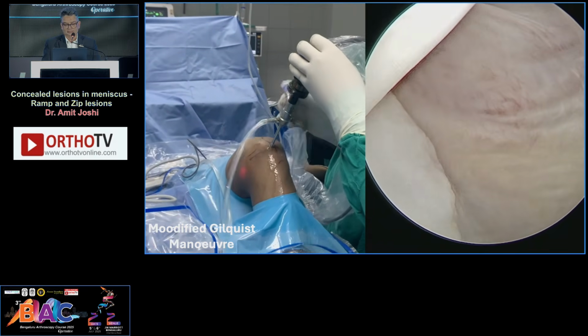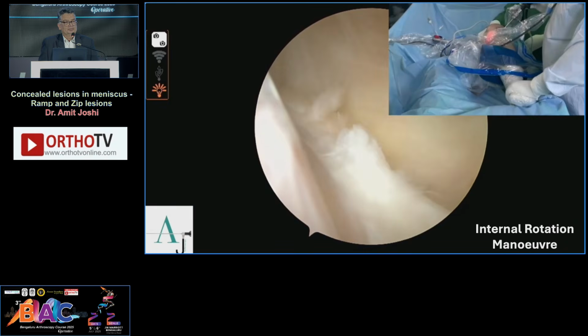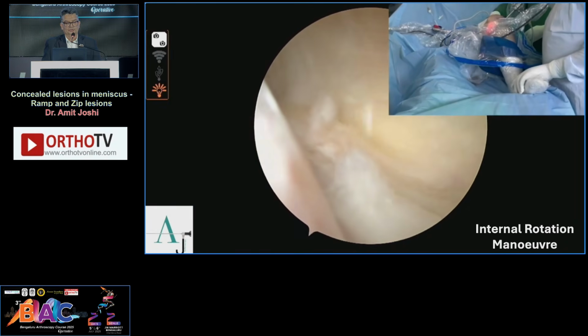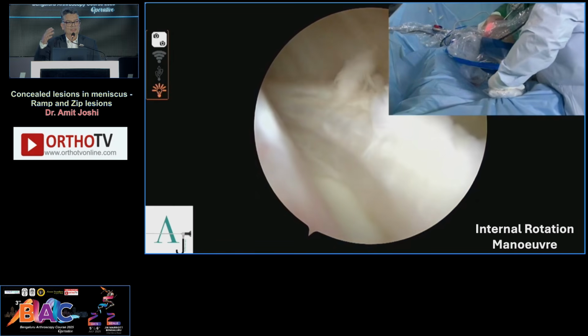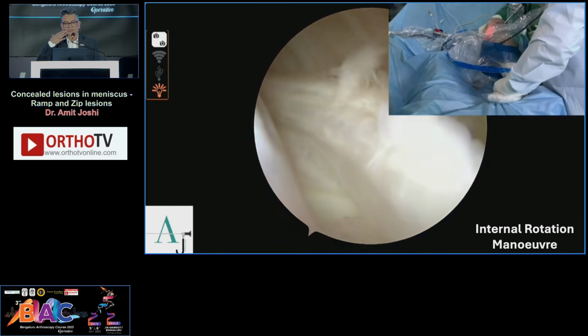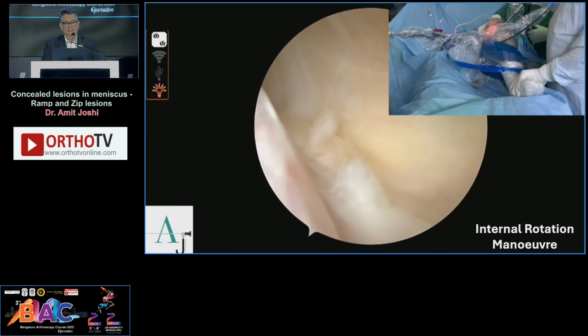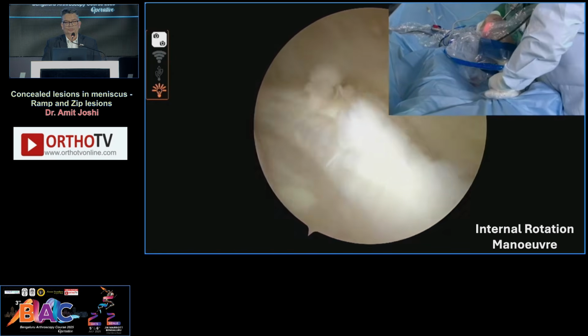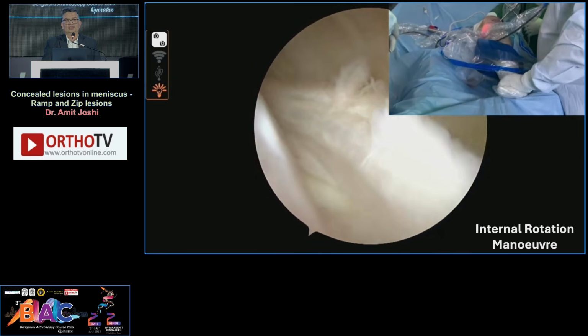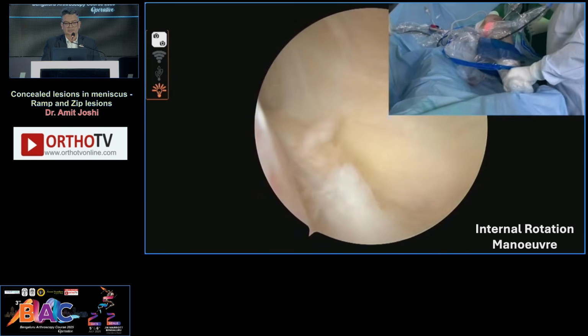It is also useful when it is difficult to go into the posteromedial compartment. Another maneuver, if you are in the posteromedial compartment, is the internal rotation maneuver. You know that your posterior capsule has gone down, so you do an internal rotation so that your posterior capsule comes up, and then you can visualize a ramp tear very easily. So putting your scope into the posteromedial compartment and the internal rotation maneuver will reveal the ramp lesion very easily.